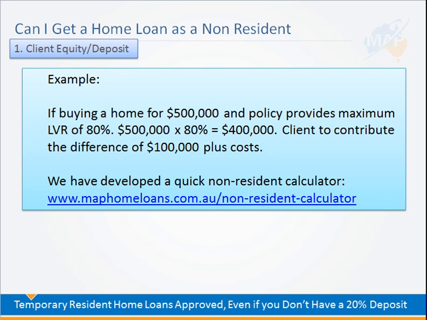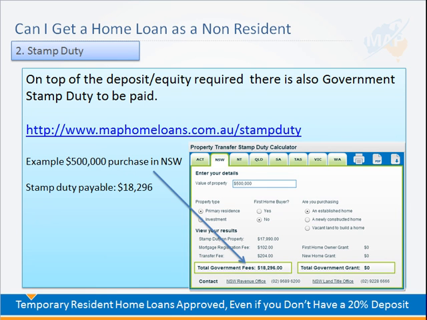So if we look at an example of a $500,000 purchase in New South Wales, if the LVR maximum for you is 80%, the bank's going to lend you 80% of $500,000, which in this case would be $400,000. So the bank will lend you $400,000. You need to tip in the difference, or $100,000, and that is your client equity. That's your deposit.